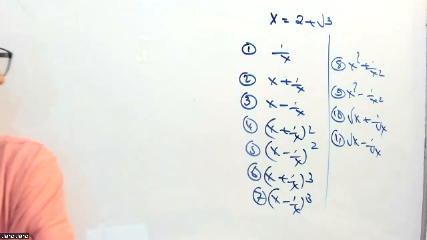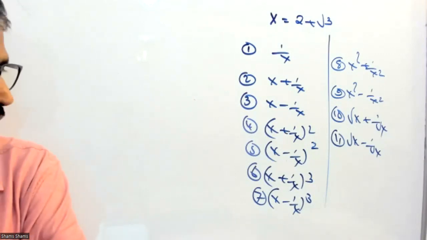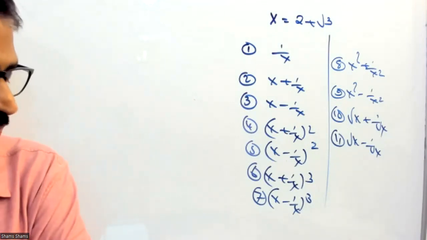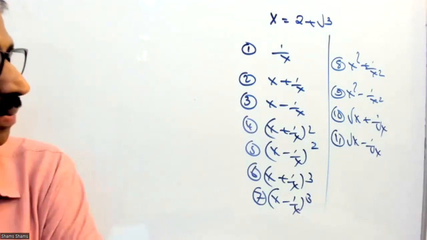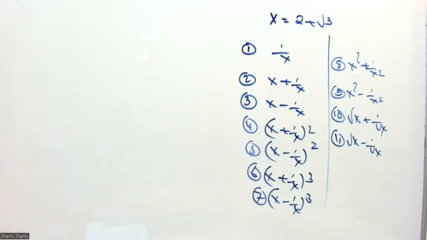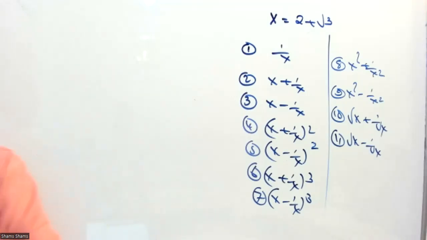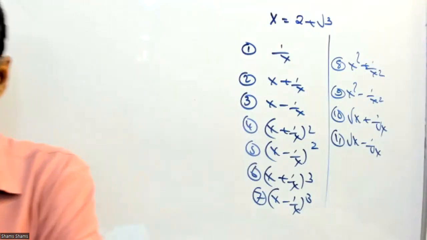Question number 1 by x, then x plus 1 by x, then x minus 1 by x, then x plus 1 by x whole square. Then x minus 1 by x whole square, 6, x plus 1 by x whole cube, 7, x minus 1 by x whole cube, 8, x square plus 1 by x square, 9, x square minus 1 by x square, 10, root x plus 1 by root x, 11, root x minus 1 by root x.